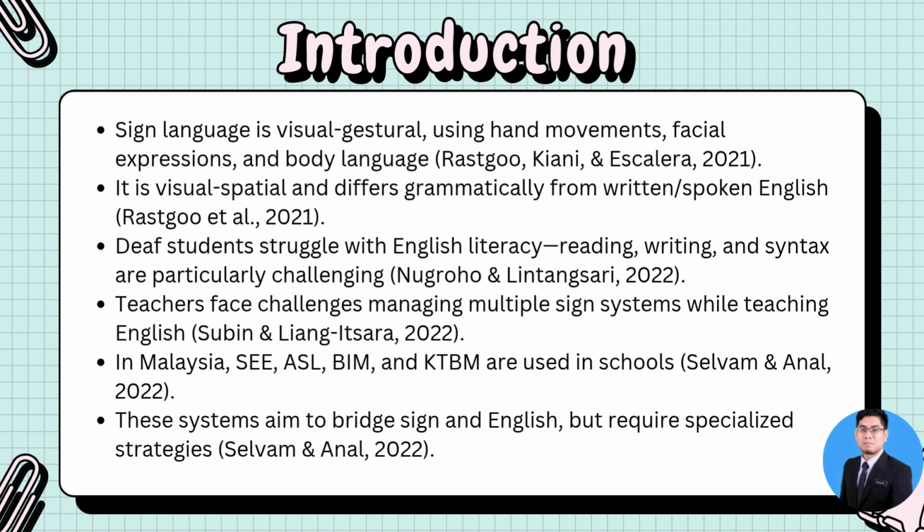For teachers, the situation is equally complex. This is because they must navigate a variety of sign systems while ensuring effective English instruction. In the context of Malaysia, several sign systems are commonly used in education, including Signed Exact English, SEE, American Sign Language, ASL, Bahasa Isyarat Malaysia, BIM, and Kod Tangan Bahasa Melayu, KTBM. These systems are designed to bridge the gap between sign and spoken or written English, but they require specific instructional strategies tailored to the needs of deaf and hard of hearing students.